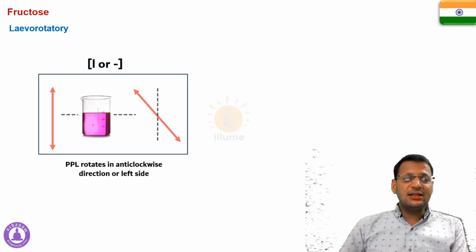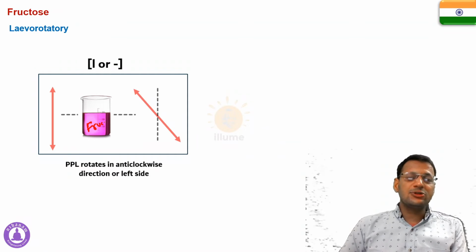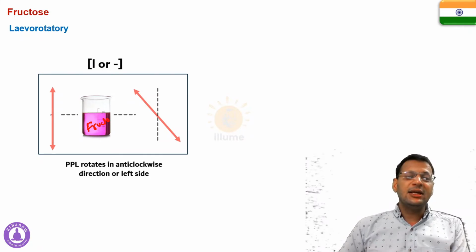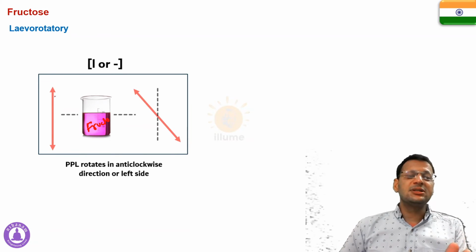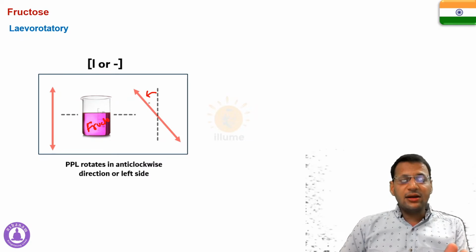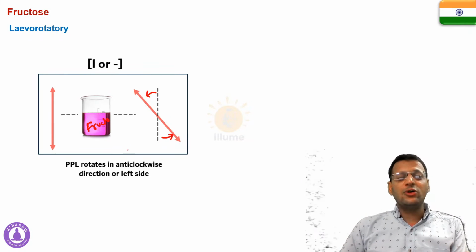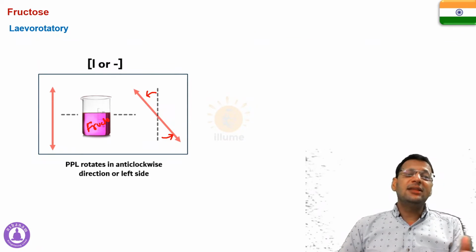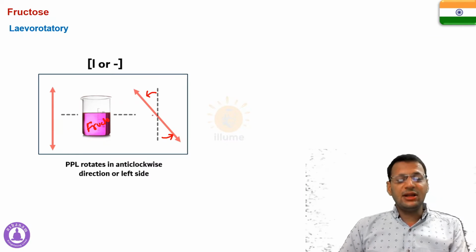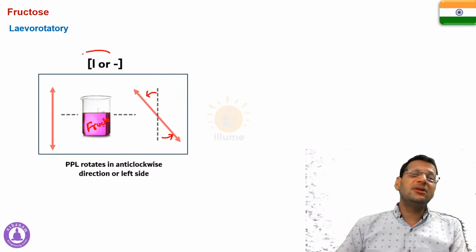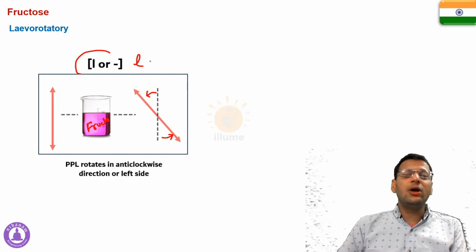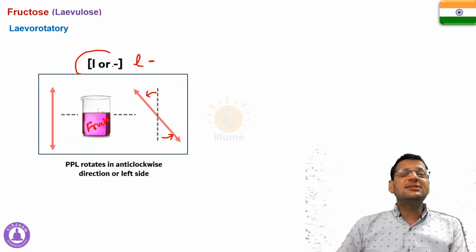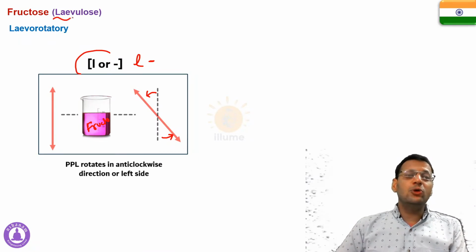See this, let's suppose this is a fructose solution. When plane polarized light passes through fructose, the plane of vibrations is deviated in the anti-clockwise or the left side direction. Such compounds are called levorotatory compounds. So fructose is a levorotatory compound and such compounds are represented by either small l or minus, and that's the reason fructose is also called levulose.